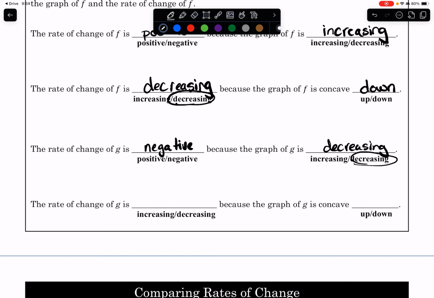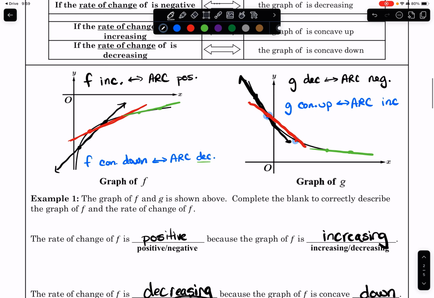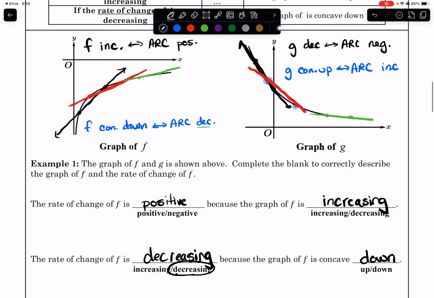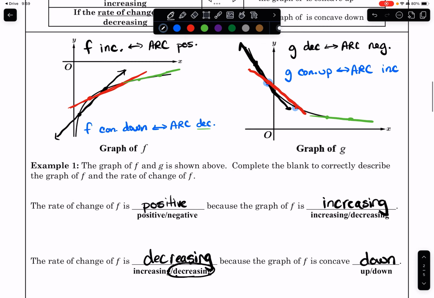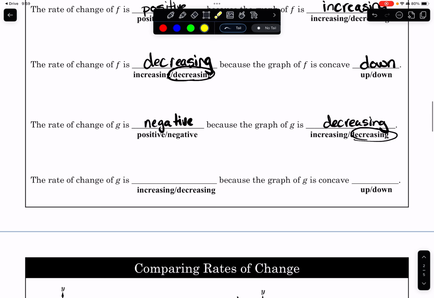Now, is the rate of change increasing or decreasing? Well, that has to do with concavity. Our ARC is increasing because it's concaving upwards for g. So since it concaves upwards, that means our rate of change is increasing. So here, it's increasing because the graph concaves up.